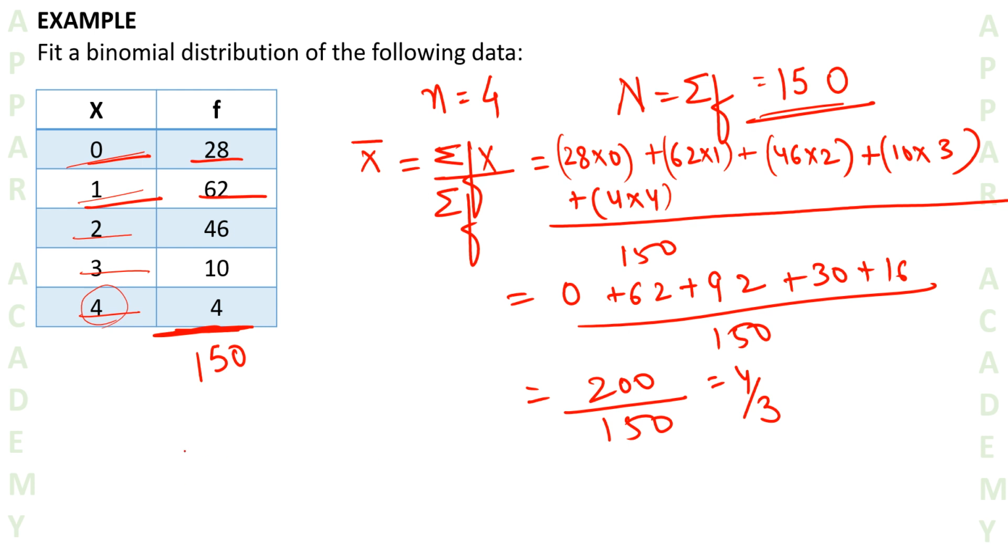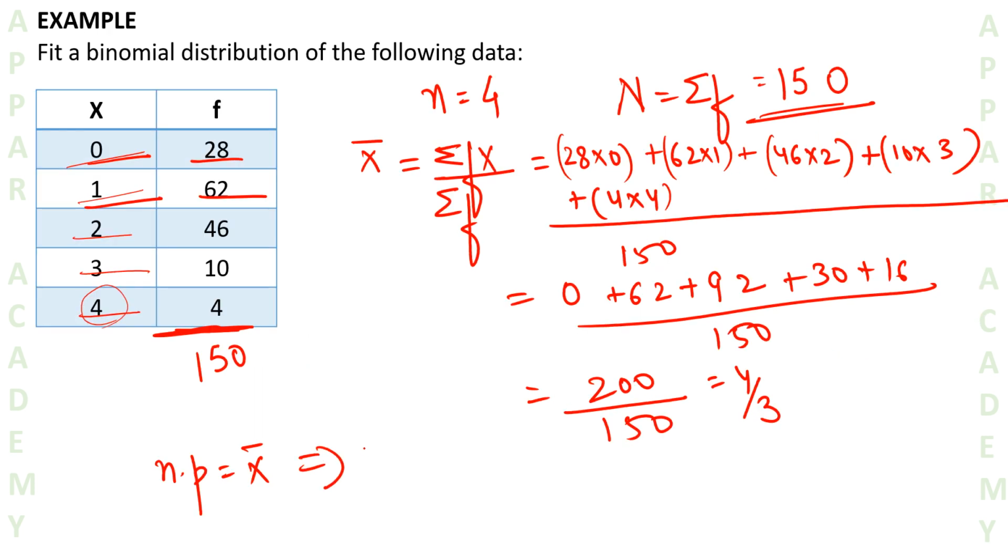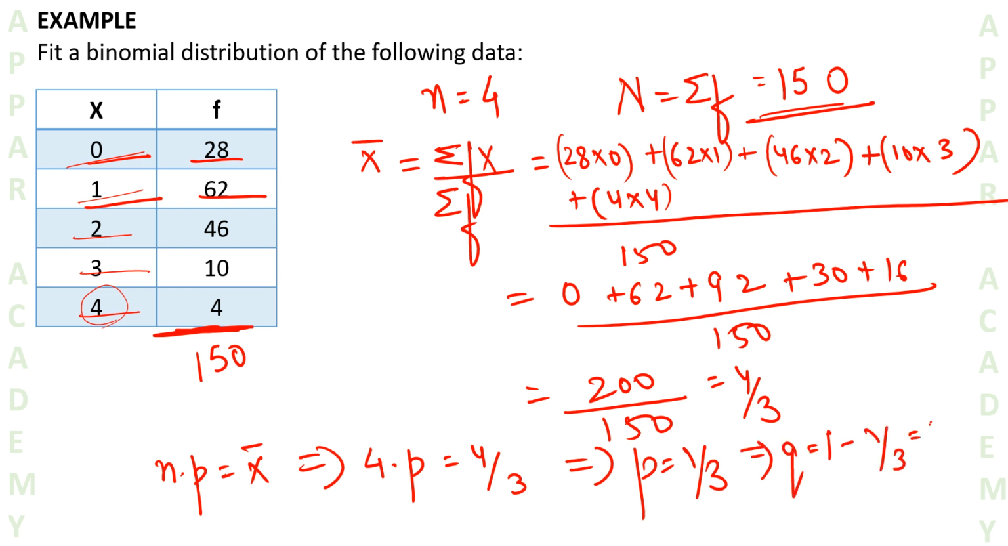Now to find the parameter P, what do we know? We know that n into P is equal to mean. From this formula we know this, right? So this implies n is 4, into P is equal to 4 by 3. So this simply implies P is equal to 1 by 3. Now we know our P is equal to 1 by 3. So this implies Q is equal to 1 minus 1 by 3, that is equal to 2 by 3. Right? So this gives us the parameters value of P and Q.